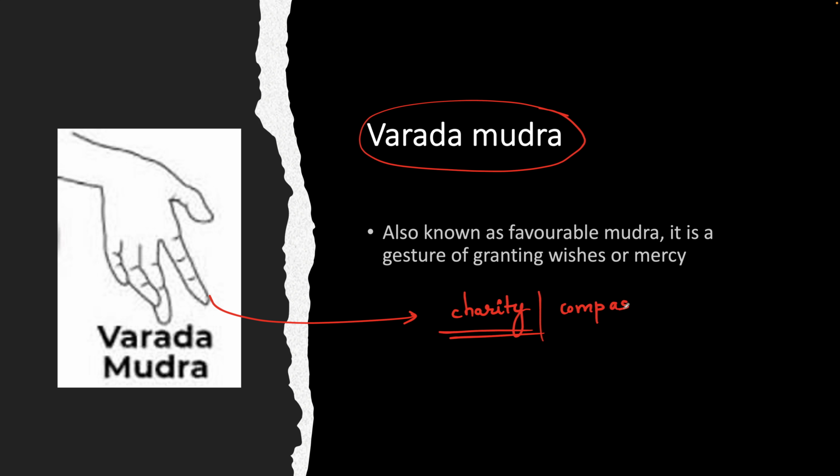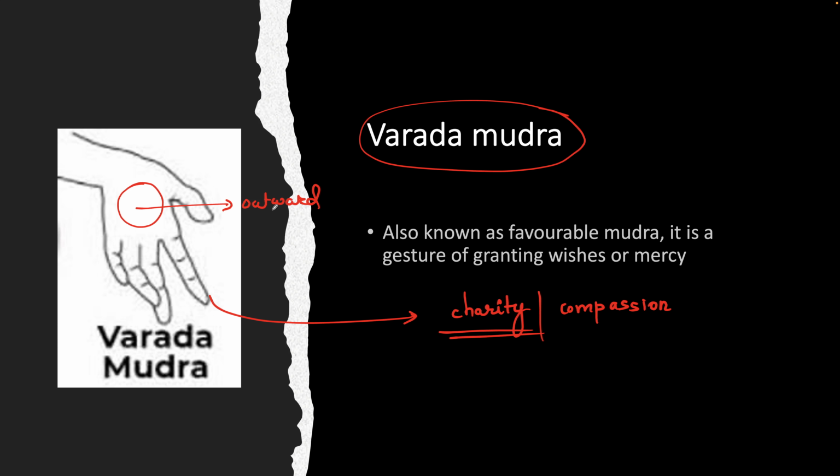So to perform this mudra, the right hand is extended downward with the palm facing outward. This you can see, this is outward. You can see the palm, and the fingers are pointing towards the ground. And in this, the left hand is placed in the lap with the palm facing upward.